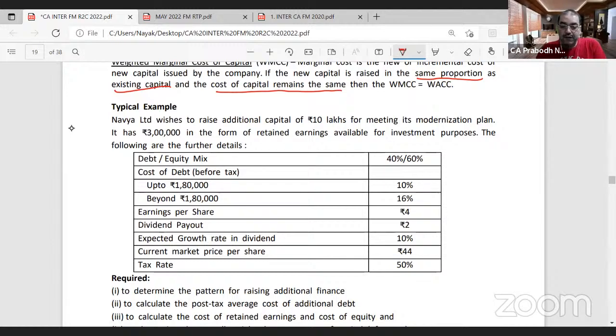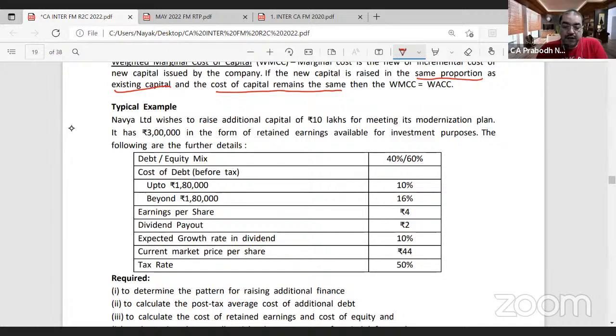Cost of debt before tax is given: up to 1,80,000, 10%, beyond 1,80,000, 16%. So here it is like your income tax slabs. Up to 1,80,000, it will be 10%. And if it is 2,60,000, for the first 1,80,000, it will be 10%, and for the remaining balance, it will be 16%.